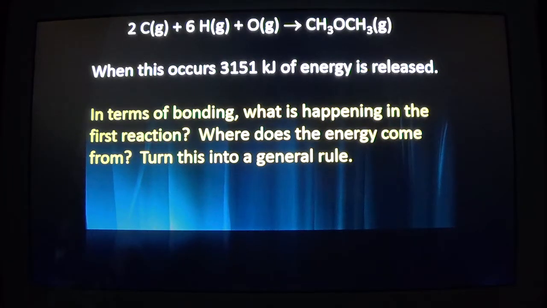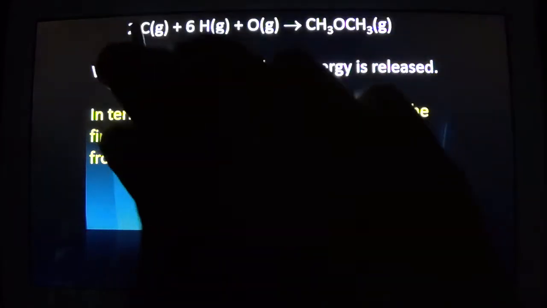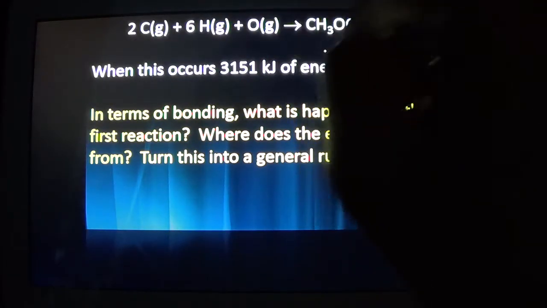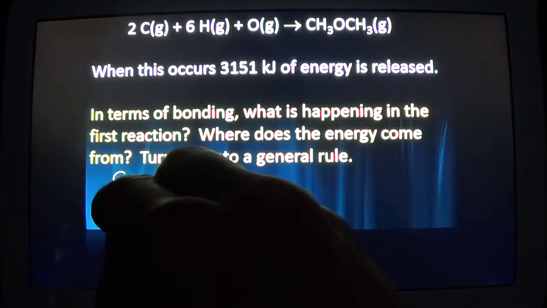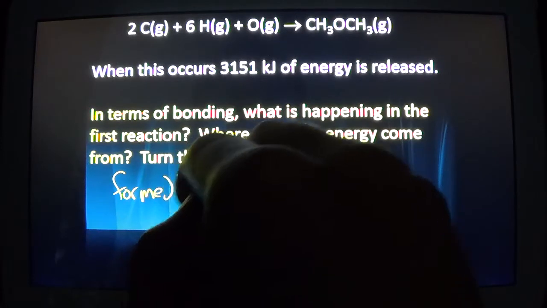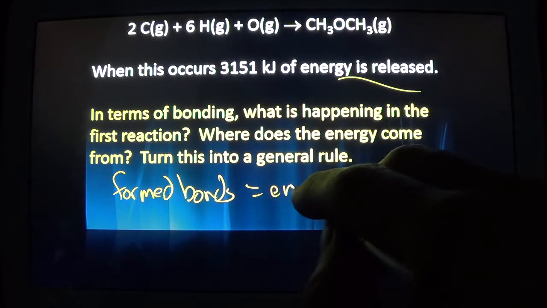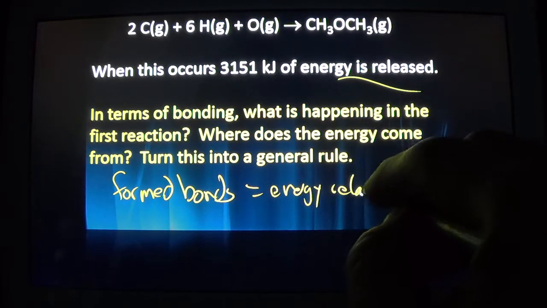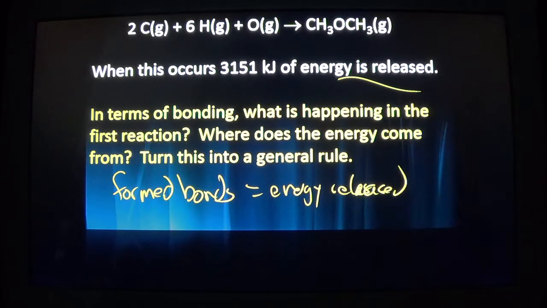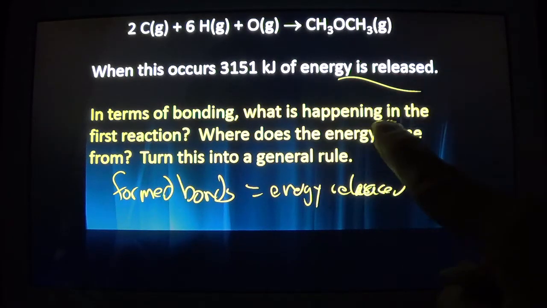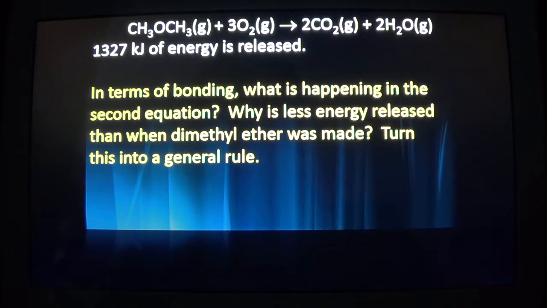So if energy has changed, what has changed in this reaction that would cause that energy change? I hope you said bonding. We have gone from nothing bonded to all of those atoms bonded together. So we have formed bonds. What is the result of forming bonds? We've got energy released. So let's turn this into a rule. Forming bonds releases energy. All right, good one to note.